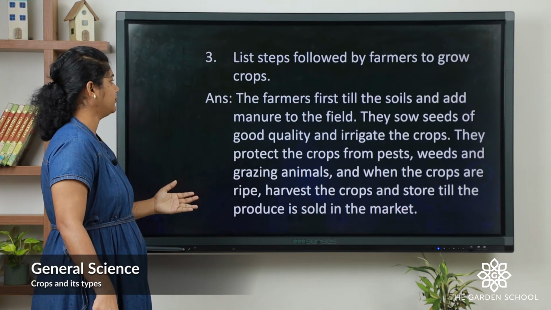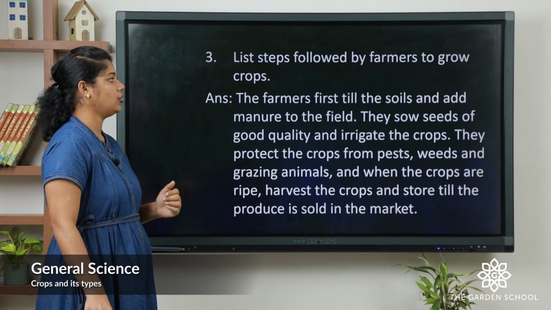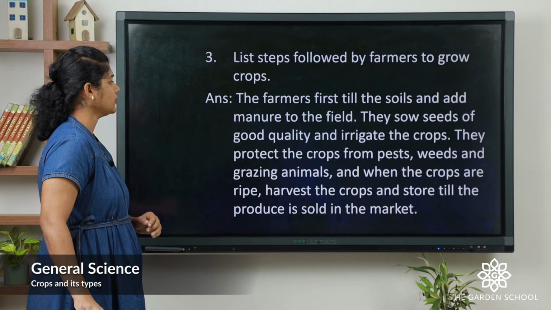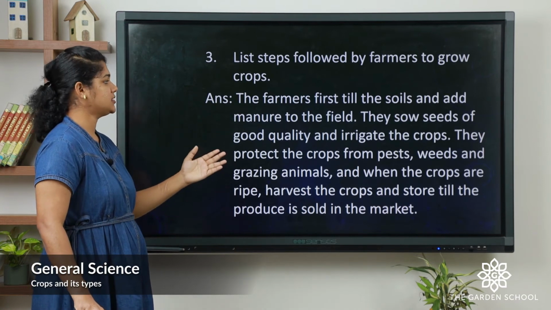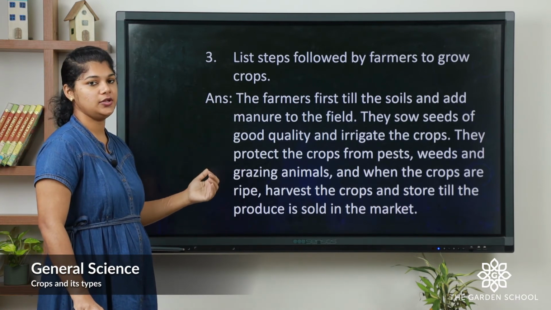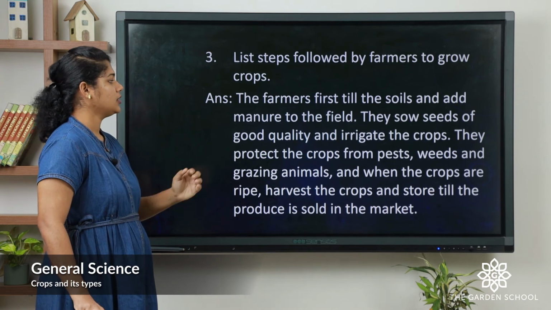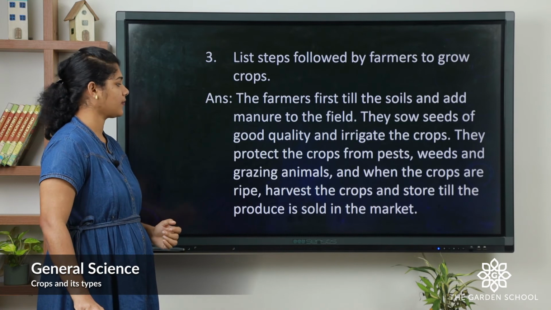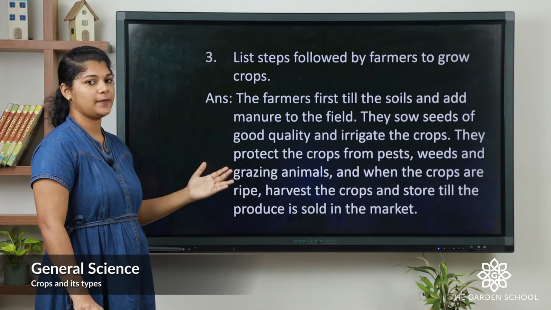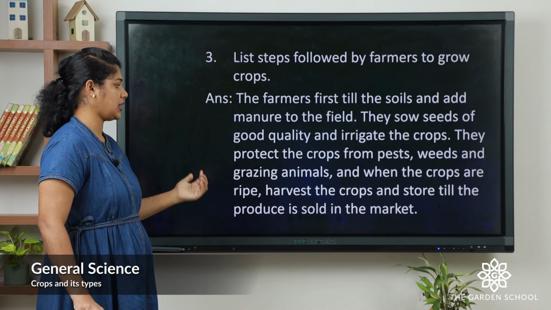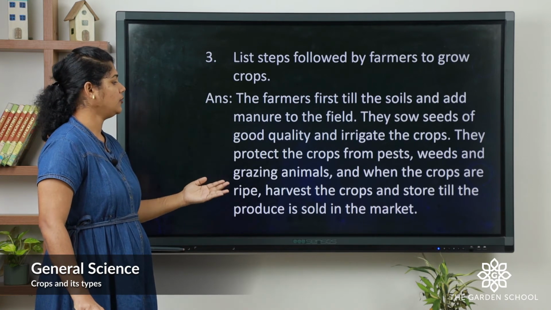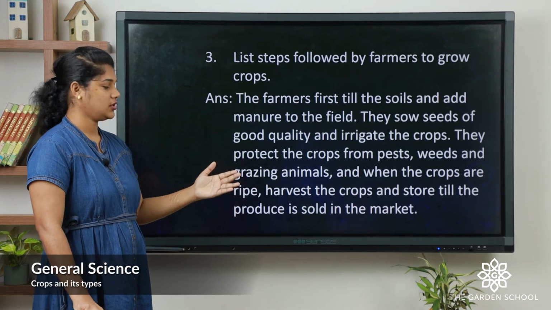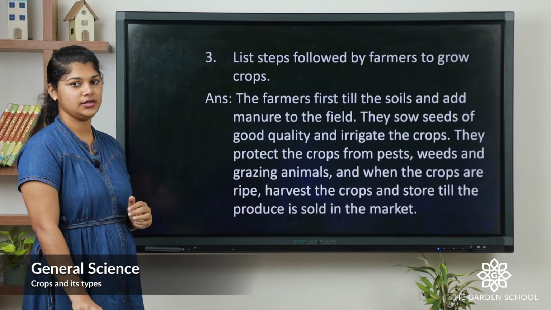Third question, list steps followed by farmers to grow crops. The farmers first till the soils and add manure to the field. They sow seeds of good quality and irrigate the crops. They protect the crops from pests, weeds and grazing animals. And when the crops are ripe, harvest the crops and store till the produce is sold in the market.